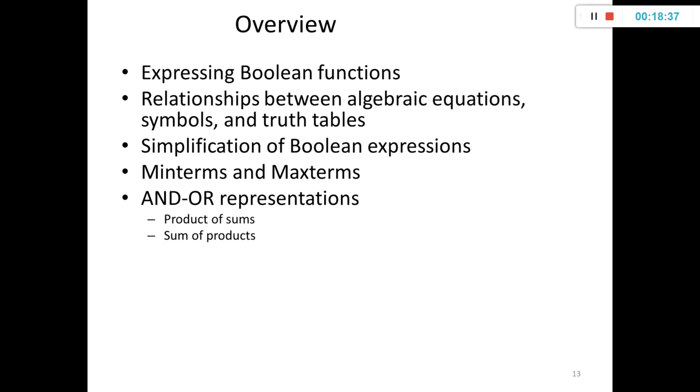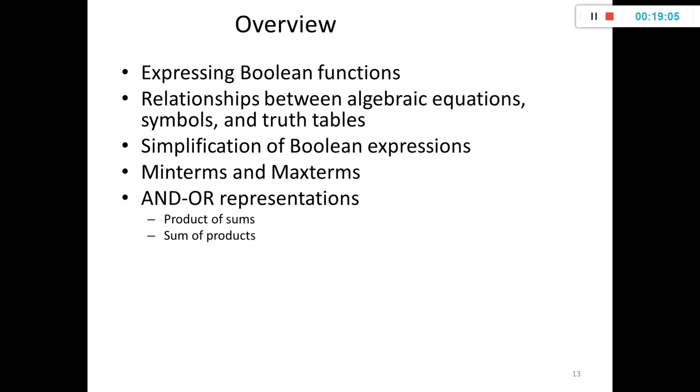Next, overview. Any logic network has a Boolean expression, a relationship between the algebraic equations, symbols, and truth table. For a given truth table, you can write the expression and then write the logic network, or given a logic network, write the expression and then write the truth table. Vice versa is possible.